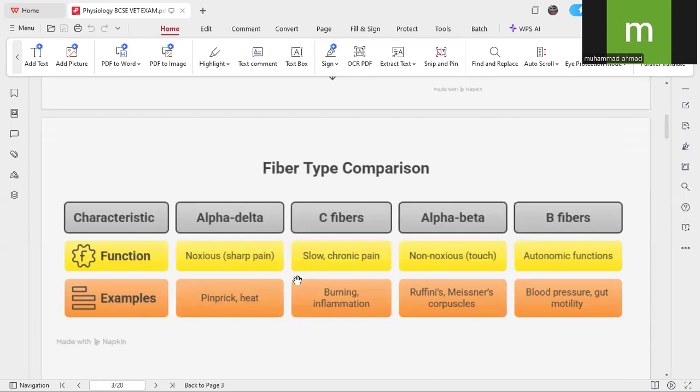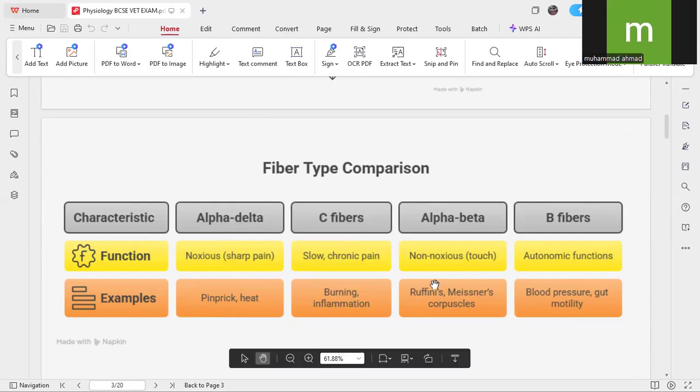There are different fibers involved. Let's discuss one by one. A-delta: this is the sharp and noxious receptors, like we can feel in pinprick, heat. C fibers: slow chronic pain, burning, inflammation.